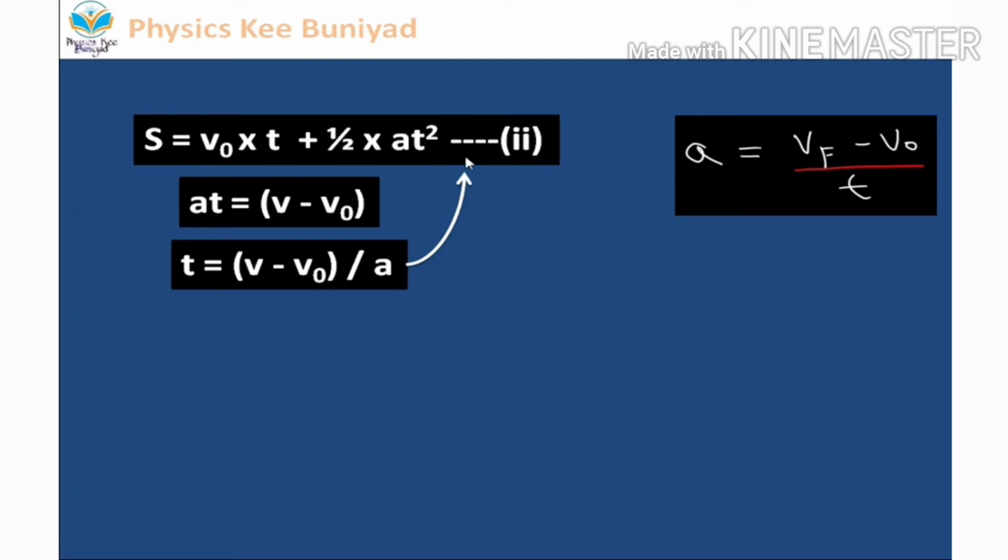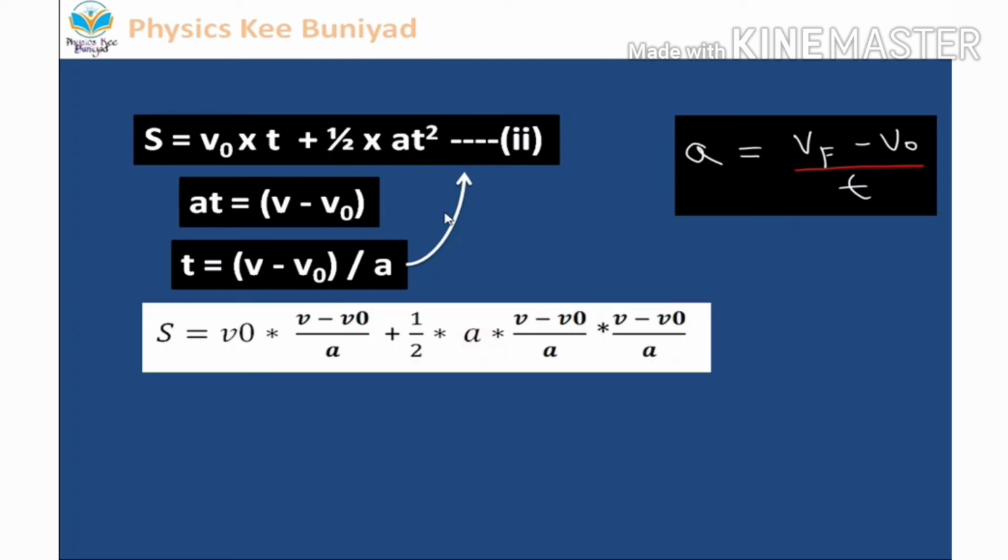From this equation we will get this equation. Now put the value of t in the second equation. So when you put the value of t in the second equation, the v0 remains as it is, and t is replaced by (v minus v0) by a. Understand? Now plus half a as it is, into t square. T square means t into t, so (v minus v0) by a into (v minus v0) by a. So you will get a simplified equation.